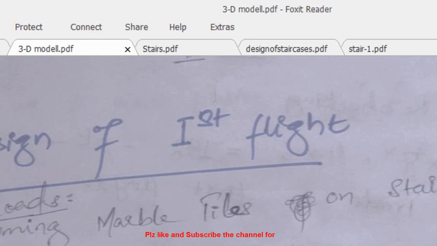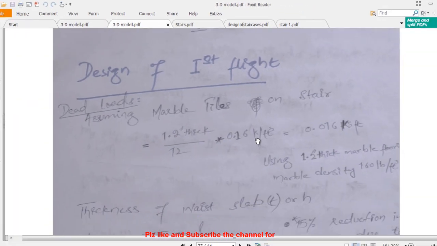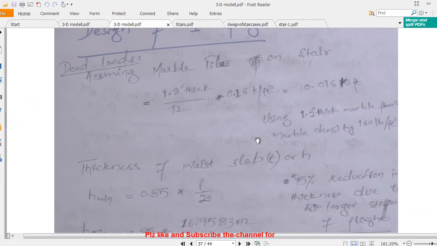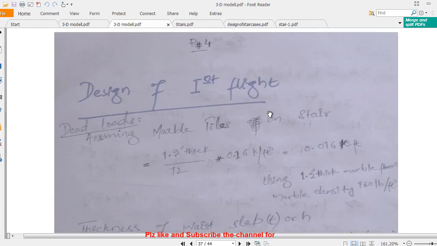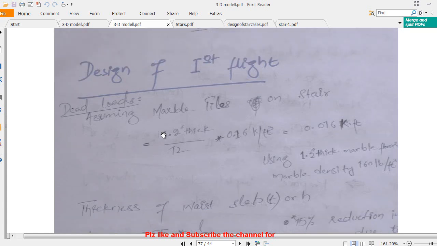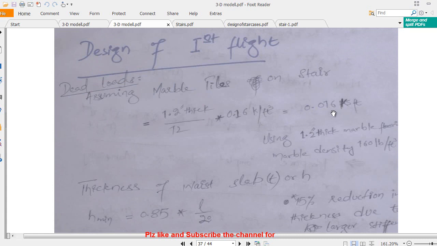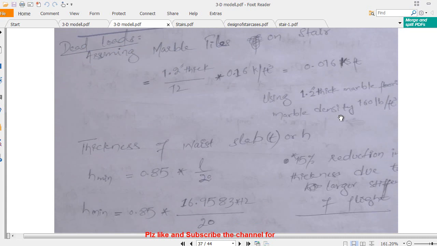So here I am basically using, sorry, this is more than the density of concrete. I am so sorry. That density of 130 to 140 is the density of basically the mortar, I think so. That is the density of mortar. So here you see the calculation, we got 0.016 ksf. Remember, kips per square foot, and the density of marble is 160 pcf, around about 2600 kg per cubic meter.